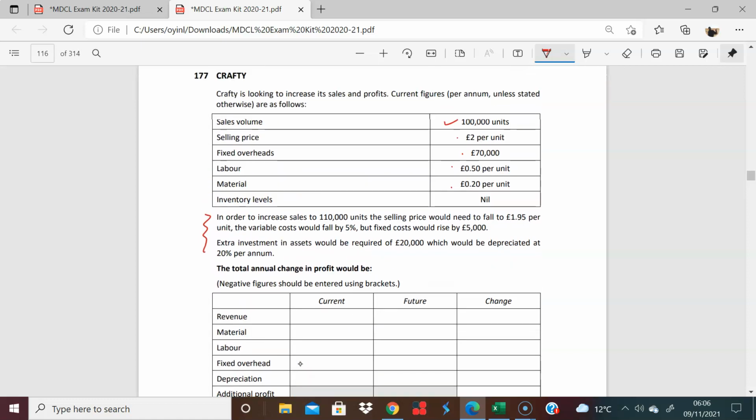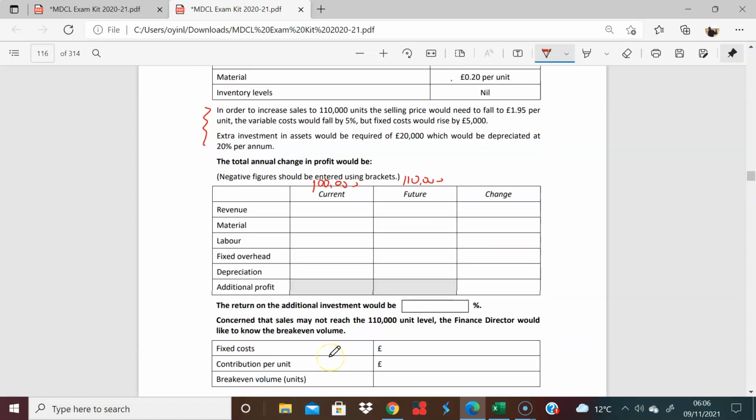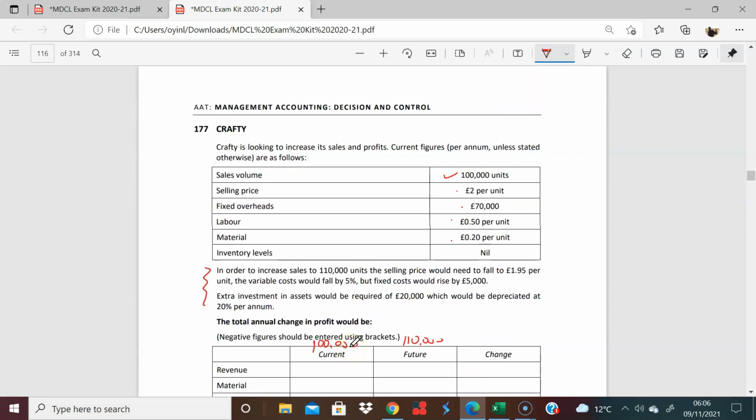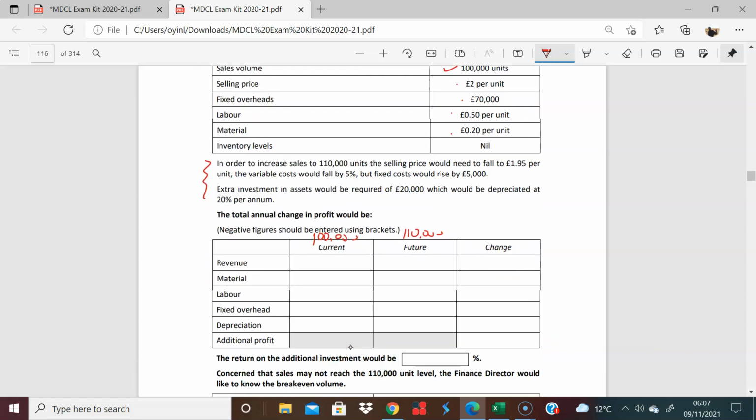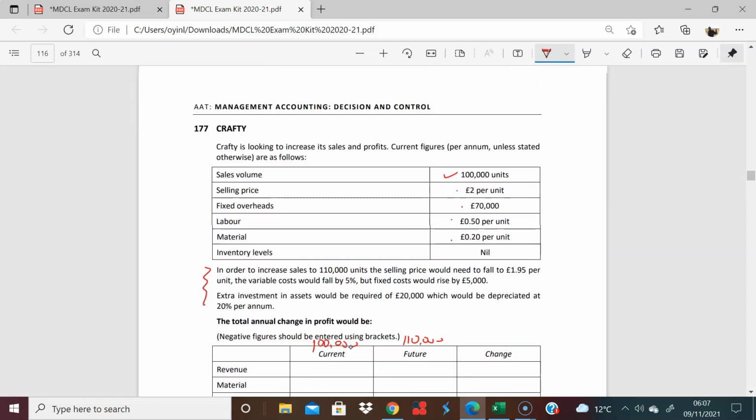So let's see. Currently, working with what we have for 100,000 units, I want to put that here, 100,000, and I'll put here 110,000. That's kind of the big point here. Well, they're doing it using totals, so we can do it that way. I suppose there's a number of ways you can look at it, but let's look at it from that angle.